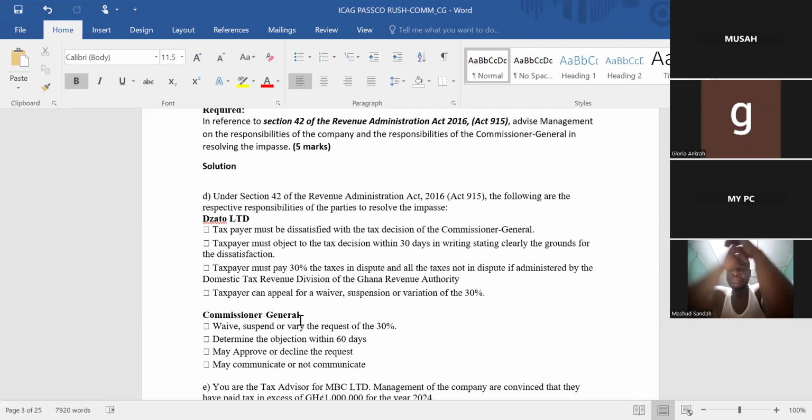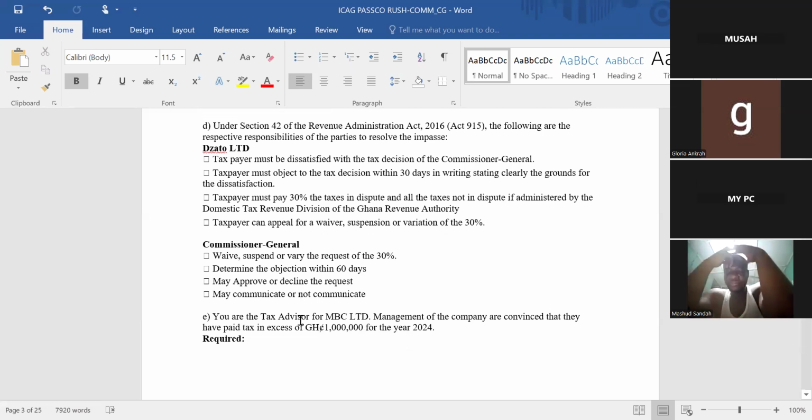Now, what does the Commissioner General also do? Because it's two sides. The question asks us what the Commissioner General would do and what the taxpayer would do to resolve the issue. The taxpayer has 30 days to do what? To send the request, right? The Commissioner General also has 60 days. So immediately you send your objection letter to the Commissioner General, from that day, you start counting. Within 60 days, the Commissioner General must reply.